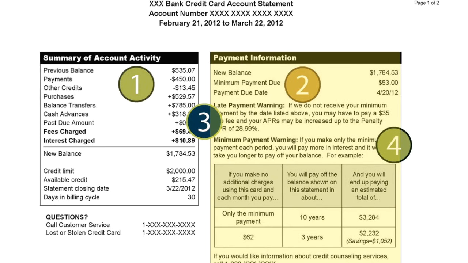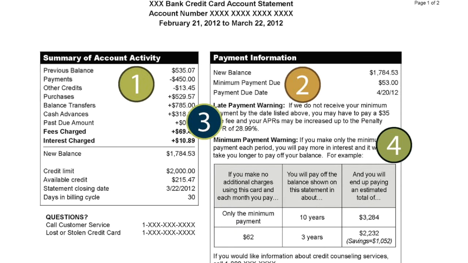So your total new balance is going to be on here. Out of that $1,784.53 that you owe, you only actually have to pay $53 by your due date, which is right below right here, payment due date, April 20th. So if you think about it, let's say this person bought a $30 pair of sneakers on February 21st. They don't have to actually pay those $30 for those sneakers until April 20th. So that gives them almost 2 months to get that money together to pay back what they owe.